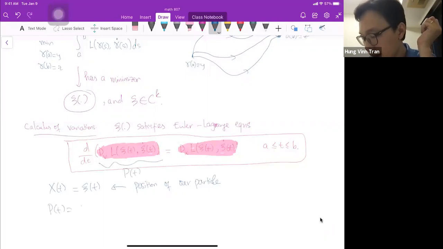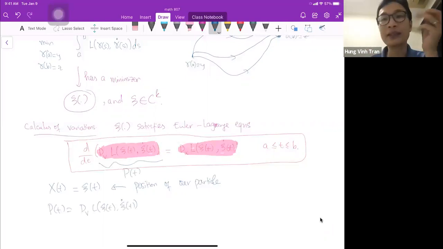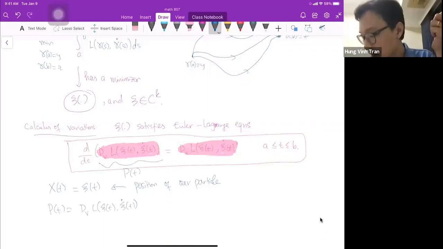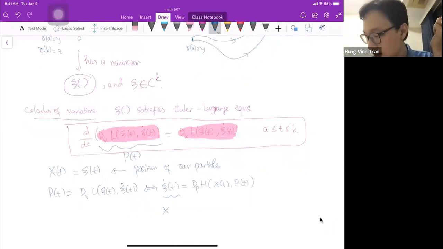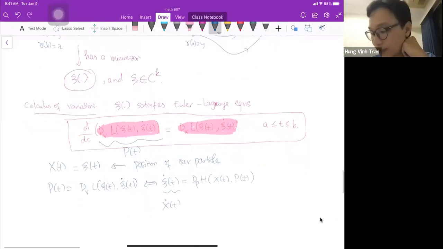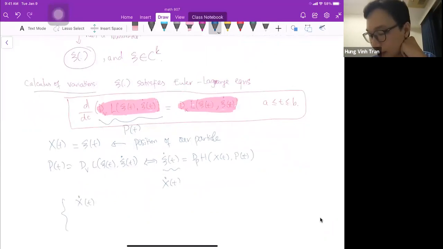p(t) is dv of L(c(t), c dot(t)). It's exactly the equality that happens for our Legendre transform, right? If I let p be dv, then this is equivalent to the fact that c dot of t is dp of h(x(t), p(t)). This is a dual formulation, right? And c dot is x dot, so this gives me that x dot of t equals dp of h(x(t), p(t)).